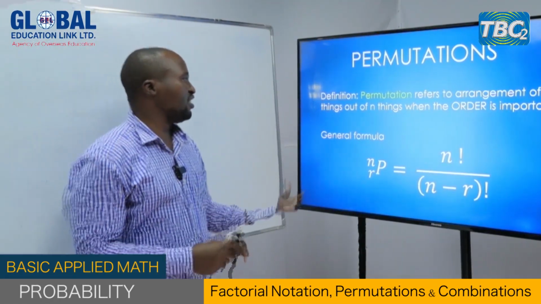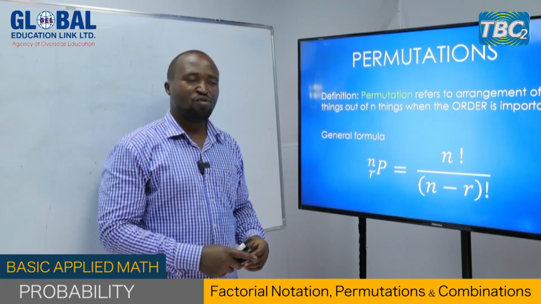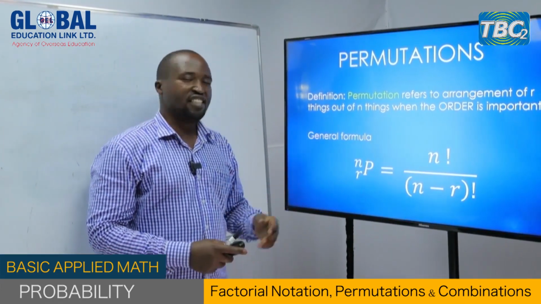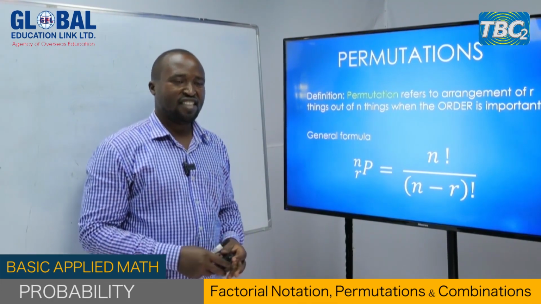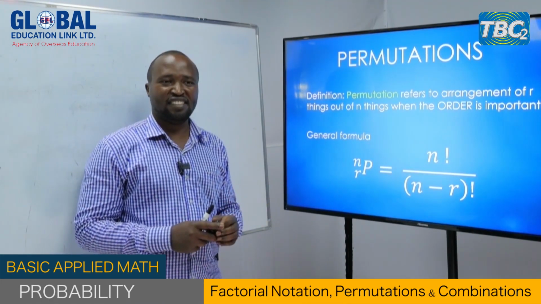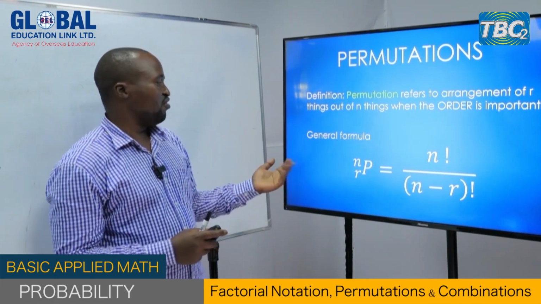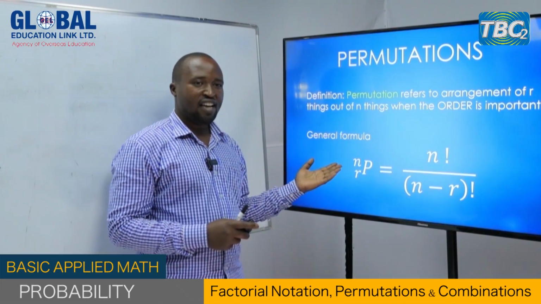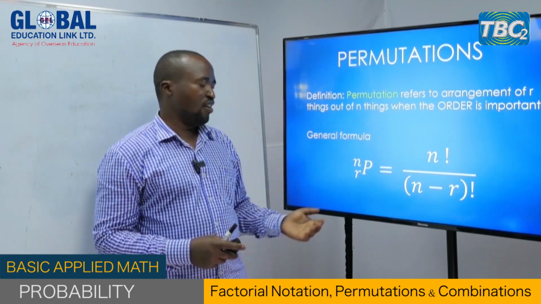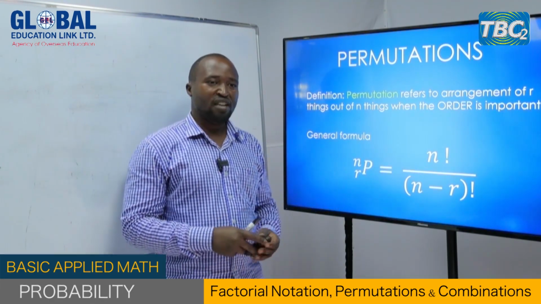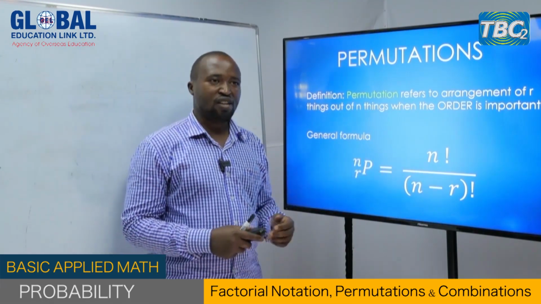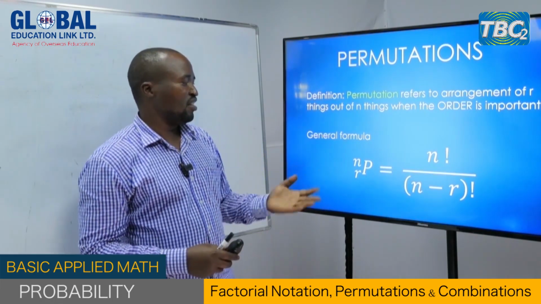My dear student, by definition, permutation refers to arrangement of r things out of n things when order is important. That means when we are talking about permutation, the order is very important. And its general formula, nPr, is given by n factorial over n minus r factorial. Remember, we've already discussed factorial notation. So when I write factorial, I think most of you are familiar with factorial.